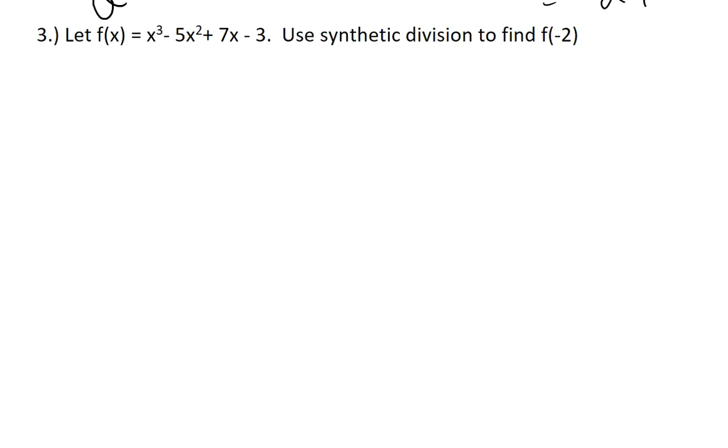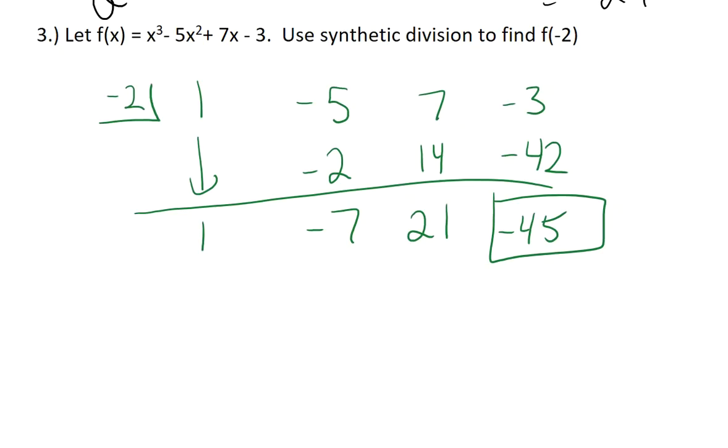Number 3 is asking you to use synthetic division to find out what the value of the function is at f of -2. So go ahead, pause the video, and use synthetic division to do that. So your remainder should be -45. So when you have an input of -2 into the function, you'll get an output of -45.